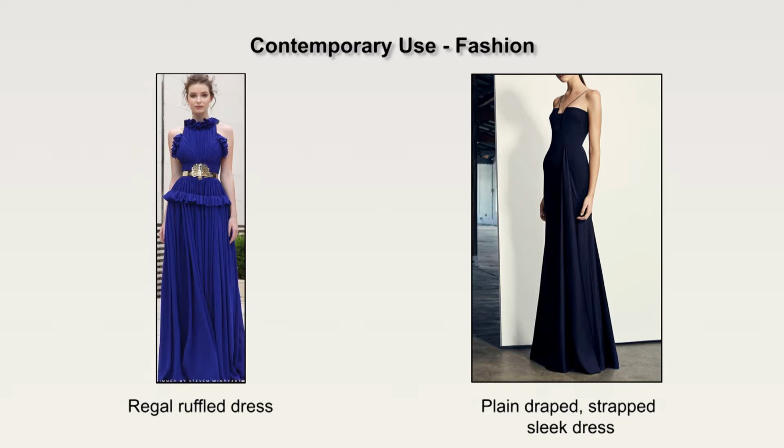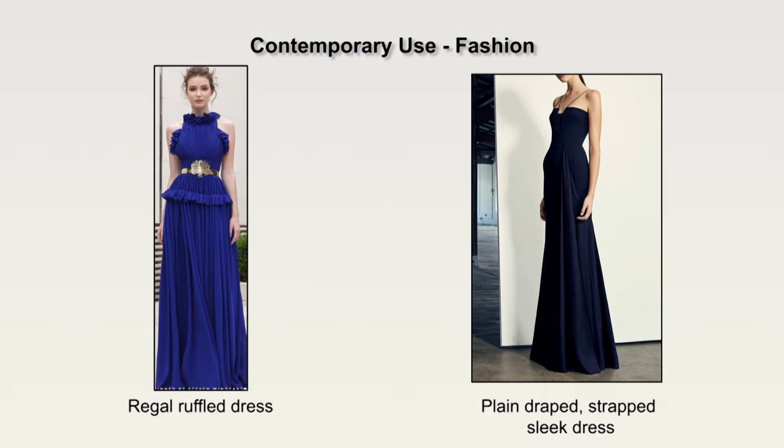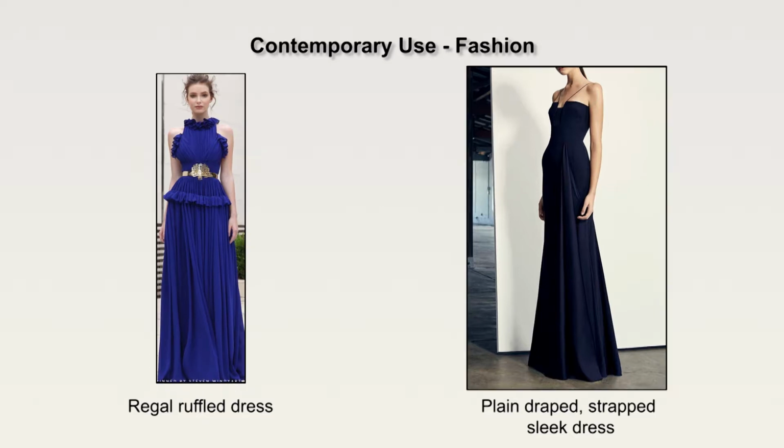Now let us look at some examples from Basil Soda Couture 2018. This regal blue ruffled dress is yet another example of fine drapery. On the right is a black plain draped strapped sleek dress.